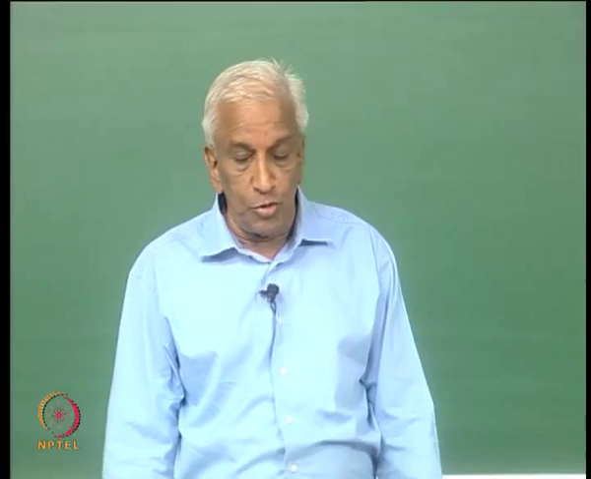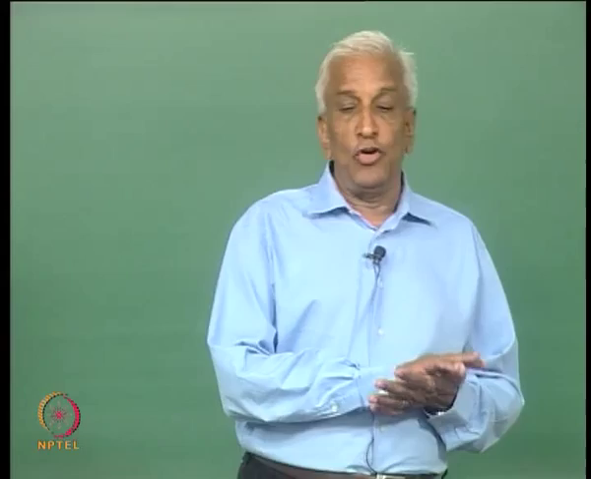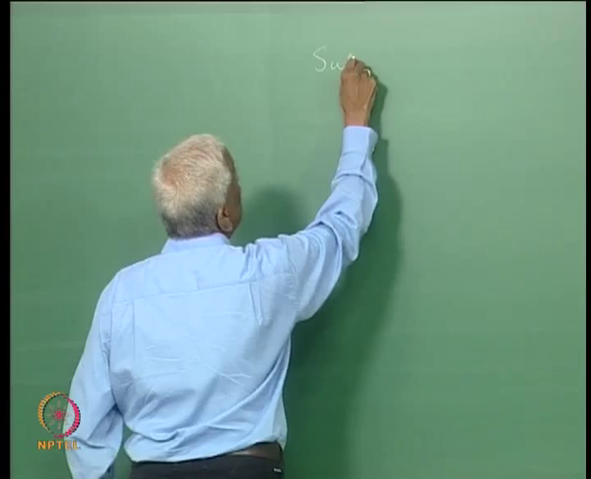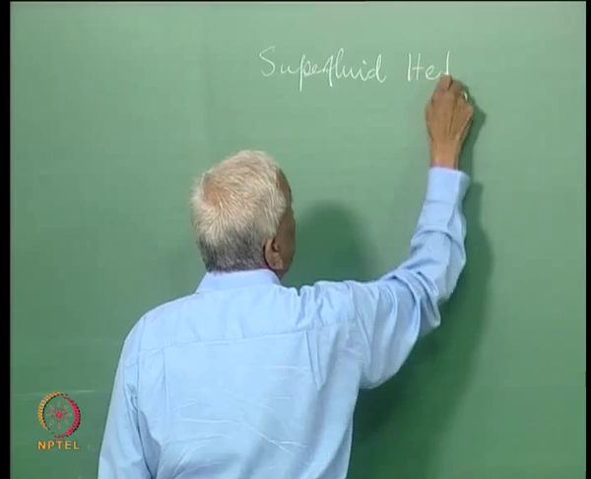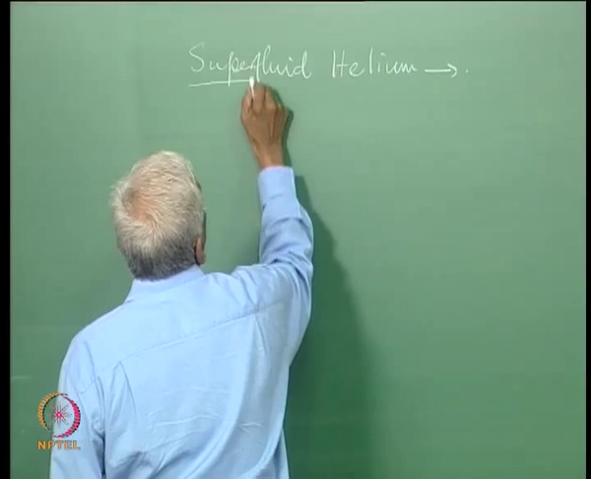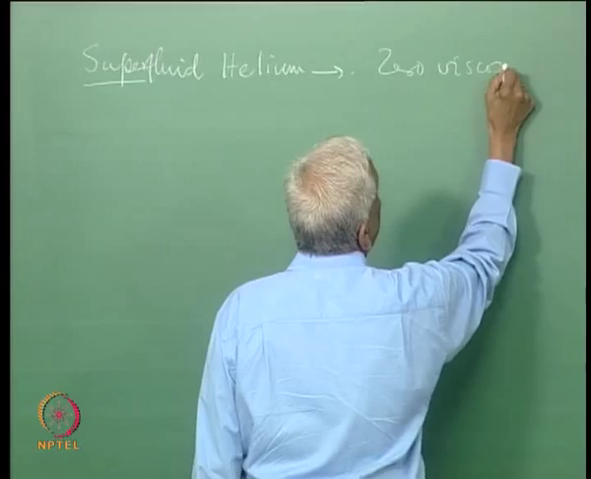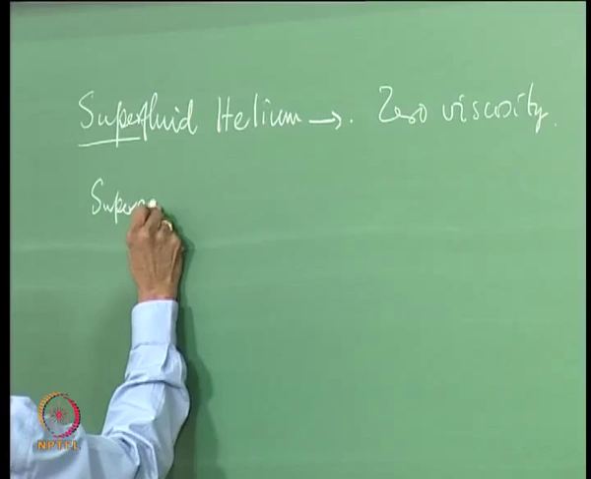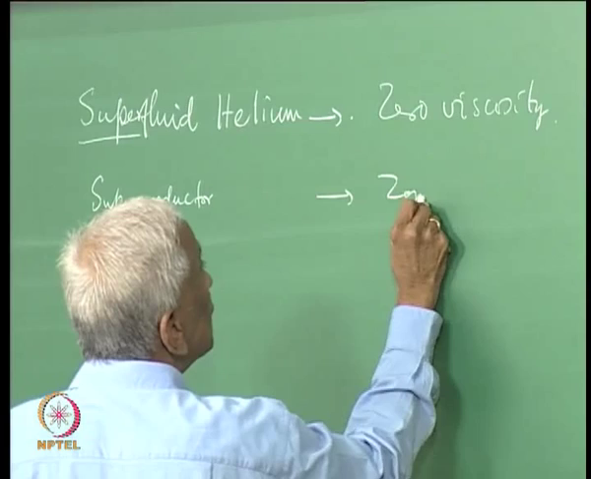Let us now look at the superfluid phase, which is characterized by zero viscosity. So, superfluid helium is characterized by zero viscosity. Why is it called superfluid? In this respect, the superfluid is somewhat similar to a superconductor, which may be regarded as a charged fluid. So, it has zero electrical resistance, as we have already seen.